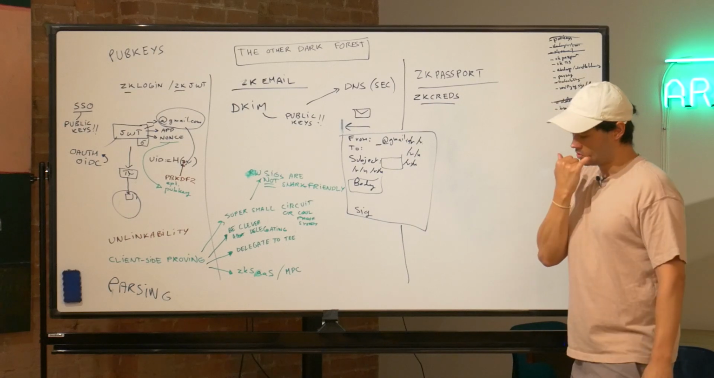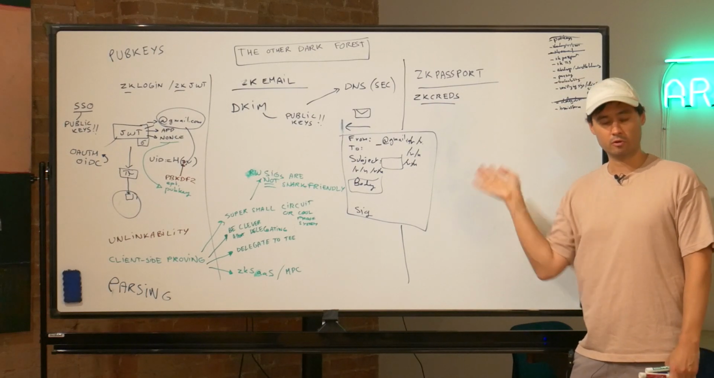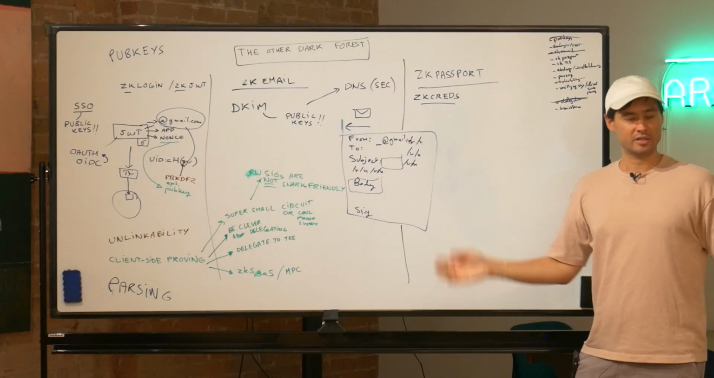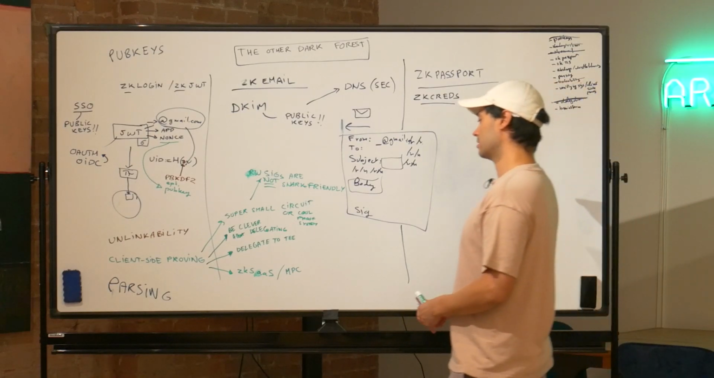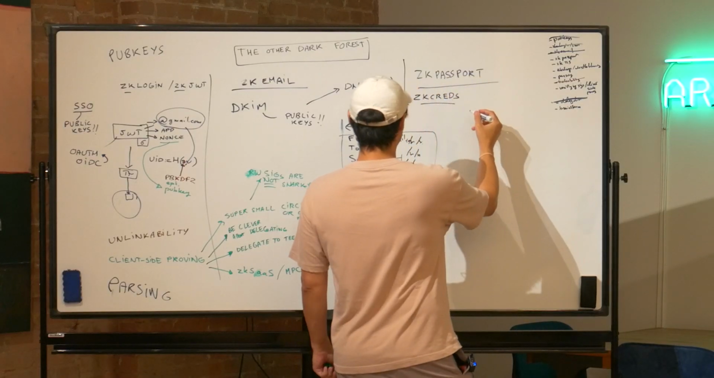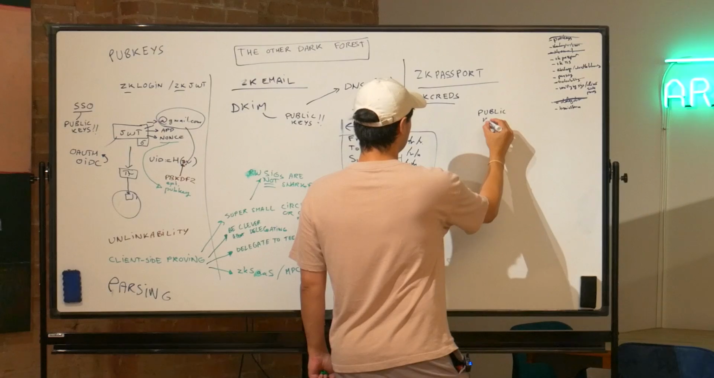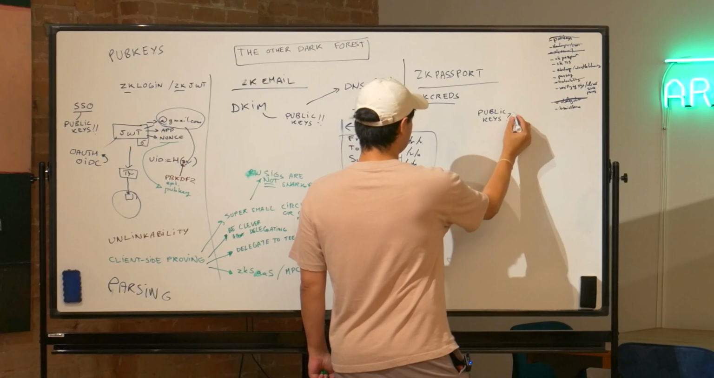The idea of ZK Passport is that this is even more implicit, right? There's no list of all the public keys of all the governments, right? Some people are gathering them, creating these registries of public keys, but it's kind of hard to find them. Public keys, but yeah, sort of.